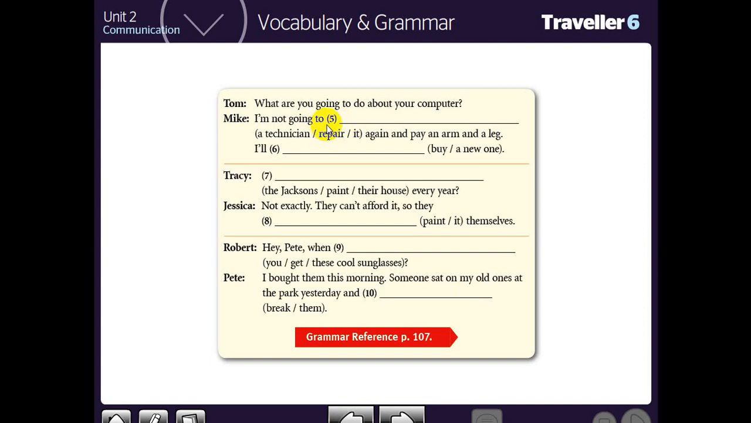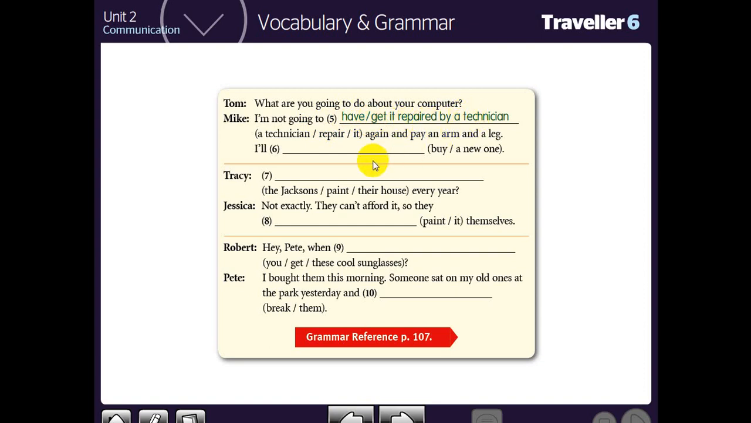I'm not going to have it repaired by a technician. Have it repaired by a technician.